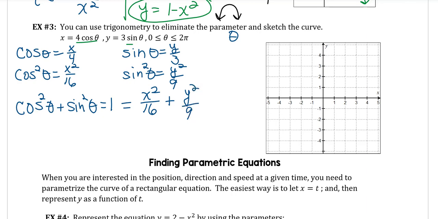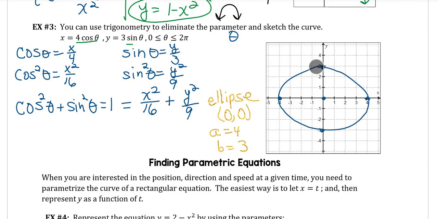And hopefully you recall that that is an ellipse, and it is centered at 0, 0. And a is going to be 4. On the x-axis, that's how we're going to be stretched out, and b is 3 on the y. Sorry there, I lost my train of thought for a second. So we have our center at 0, 0. So we're going to be 4 units from that center on the x-axis and 3 units on the y-axis. So there's our graph.